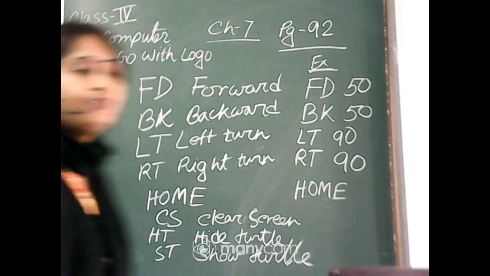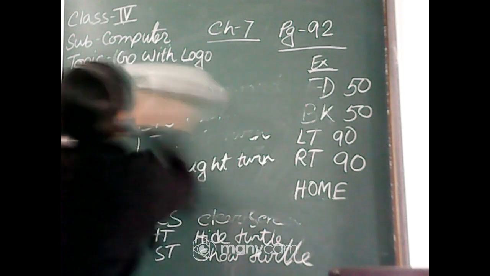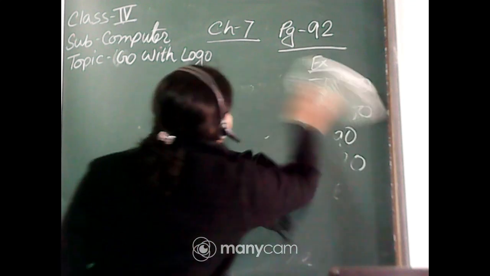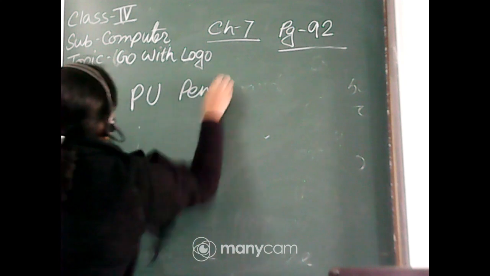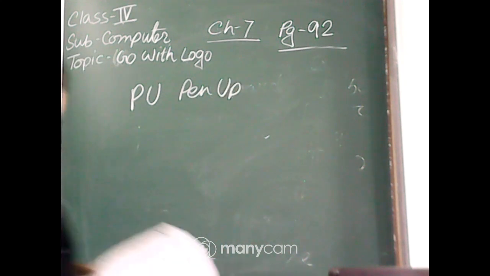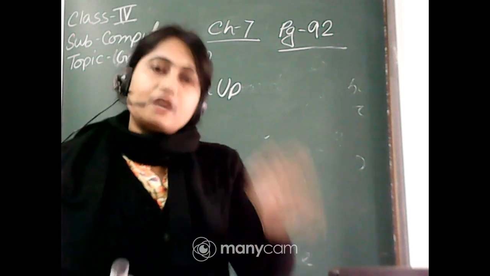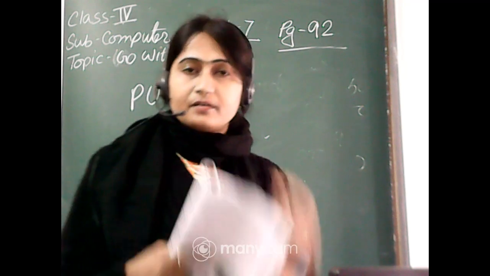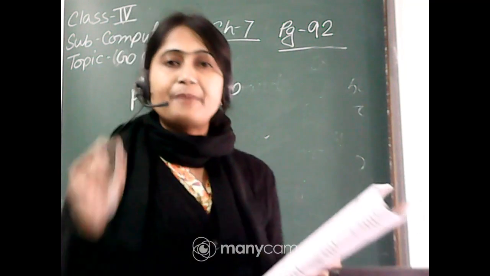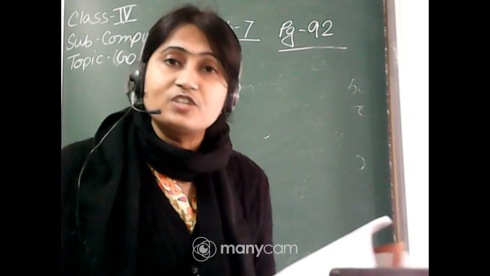PU. PU, its full form is pen up. Pen up means whatever you draw, you cannot see the line. Without a line, your turtle will move. If you apply the pen up command, the turtle moves, but without a line.